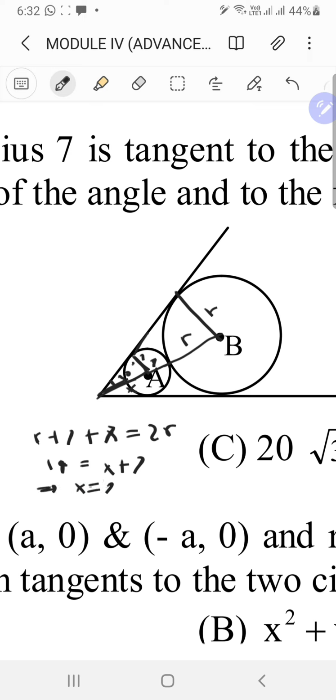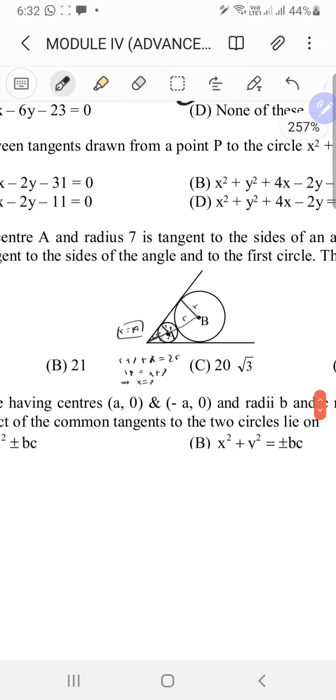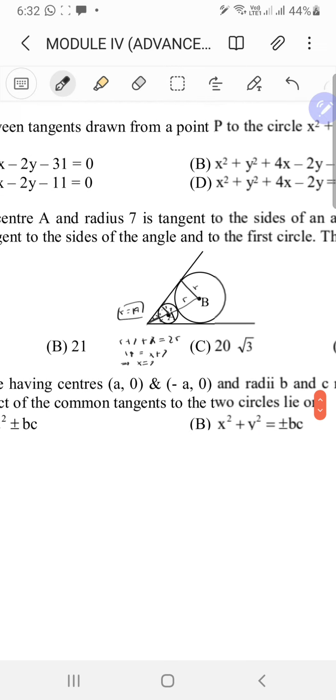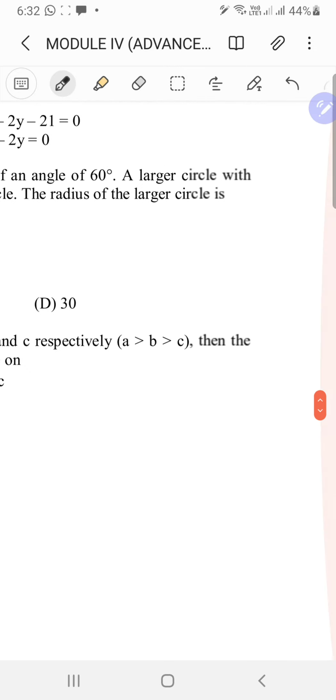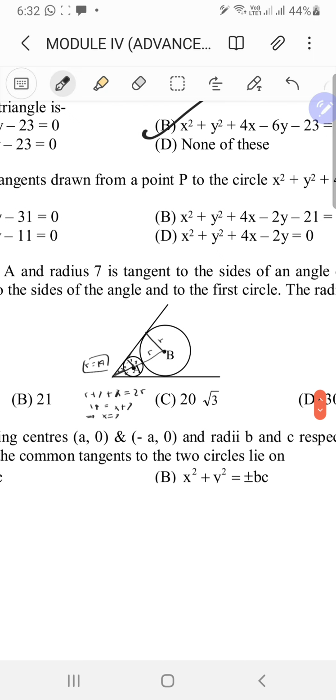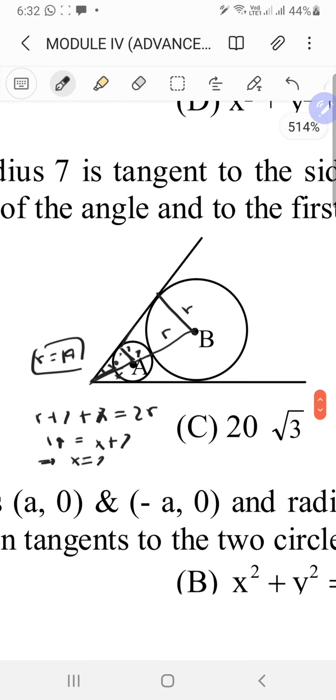So this is 7 over here. 7 plus 7 is 14. So r is 14. Oh, that was easy. So radius is 14. But why didn't you put that over there? 2r is r plus 7 plus x.